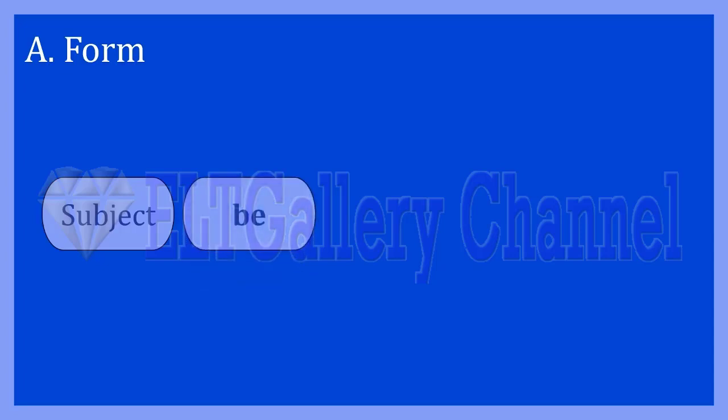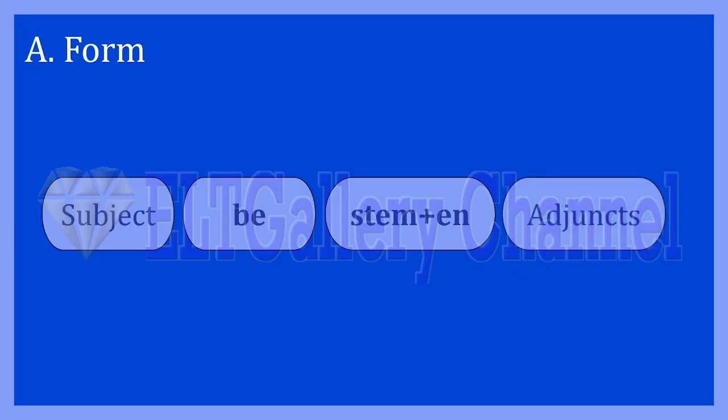Okay, first the form. The form is that in a sentence we have the subject, and then after the subject we have be. The form of the be here depends on the subject, and after be we have the stem plus en. This is the predicate. And then after that, we have the adjunct. So this is the normal order of a passive sentence: subject, be, stem plus en, and adjunct.